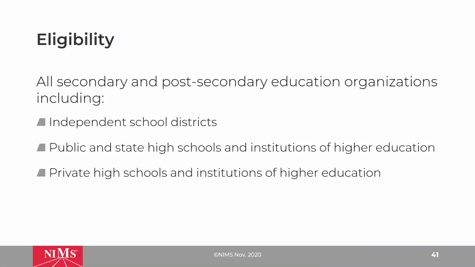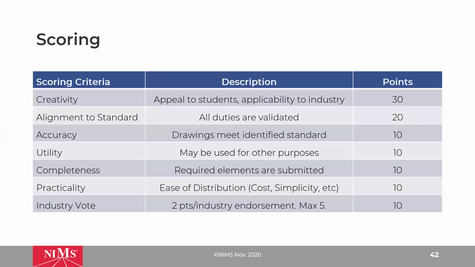Eligibility for this particular competition, we are only opening it up to educational organizations, not to companies or other credentialing organizations. So independent school districts, public and private high schools, public and private community and technical colleges, those are the kinds of organizations that are eligible. If you have questions about eligibility, again, you can reach out to our team at any time and we can help you decipher that. And we can go on to the next slide.